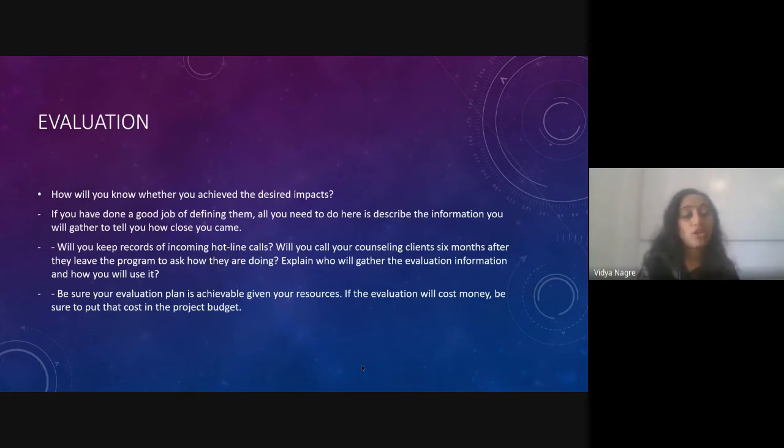Will you keep records of incoming hotline calls? So for example, if you are helping in a suicide prevention program or something like that, then tell them how will you maintain the records. So will you keep the record of incoming hotline calls? Will you call your counseling client 6 months after they leave the program to ask how are they doing? Because just counseling and just leaving won't do. What is more important, that how have you helped them to stand independent?